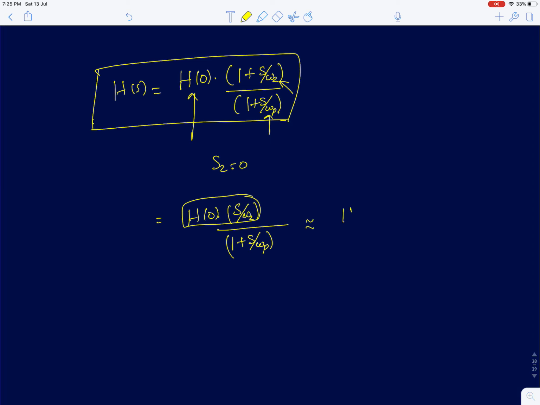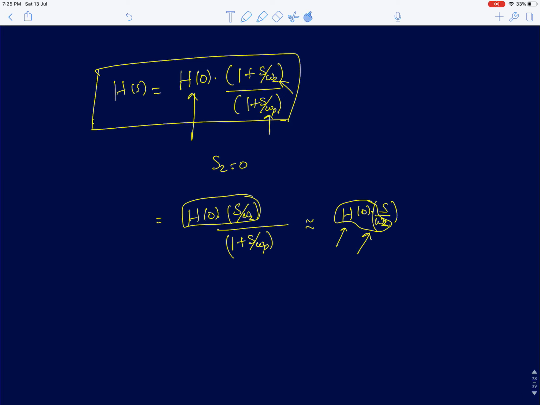For low frequencies, this function reduces to H of 0 into s by omega z. So you need to know how the function is initially behaving as a function of s, and this initial slope of the function can be found from circuits using some simple intuitions. We will take up some circuits and try finding these parameters. Okay, so this is all about frequency response.